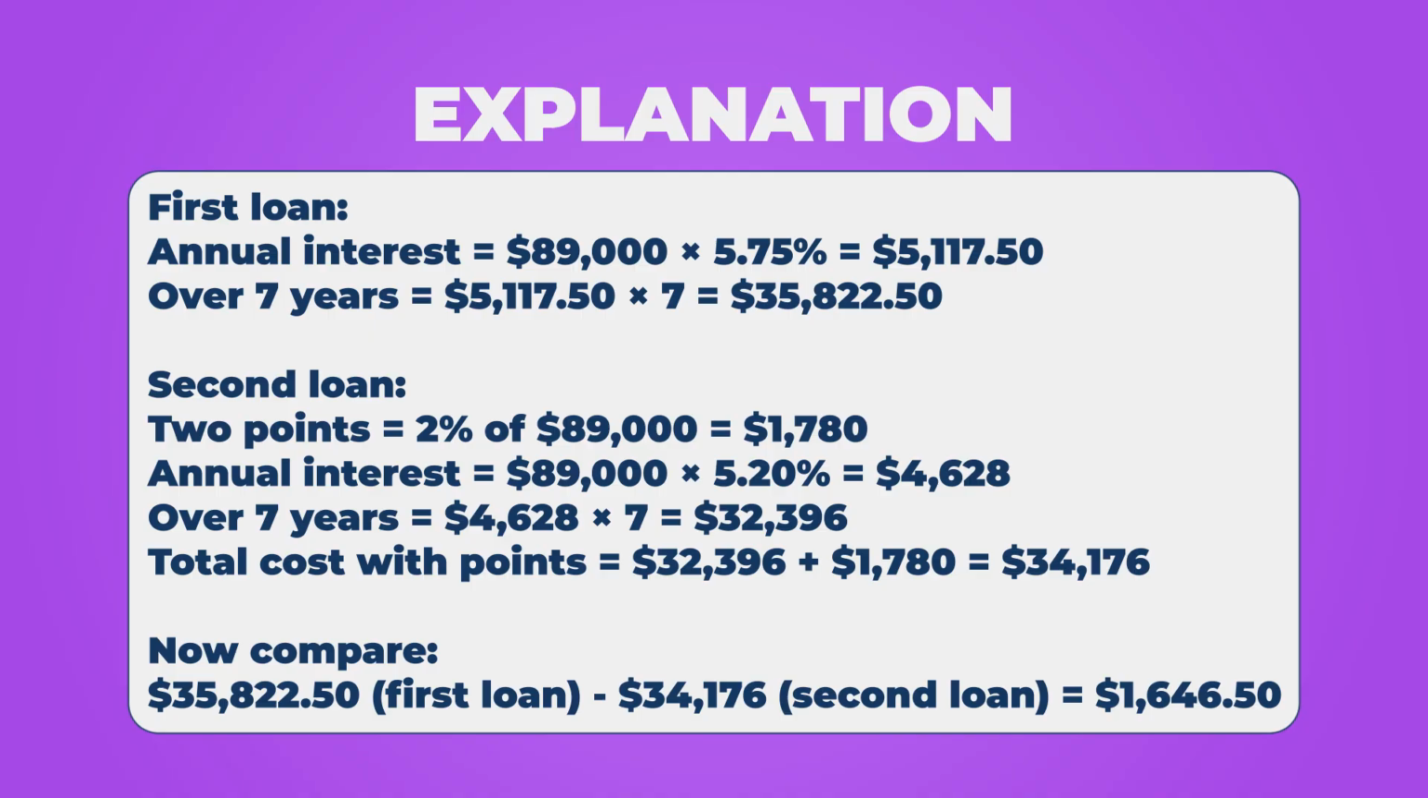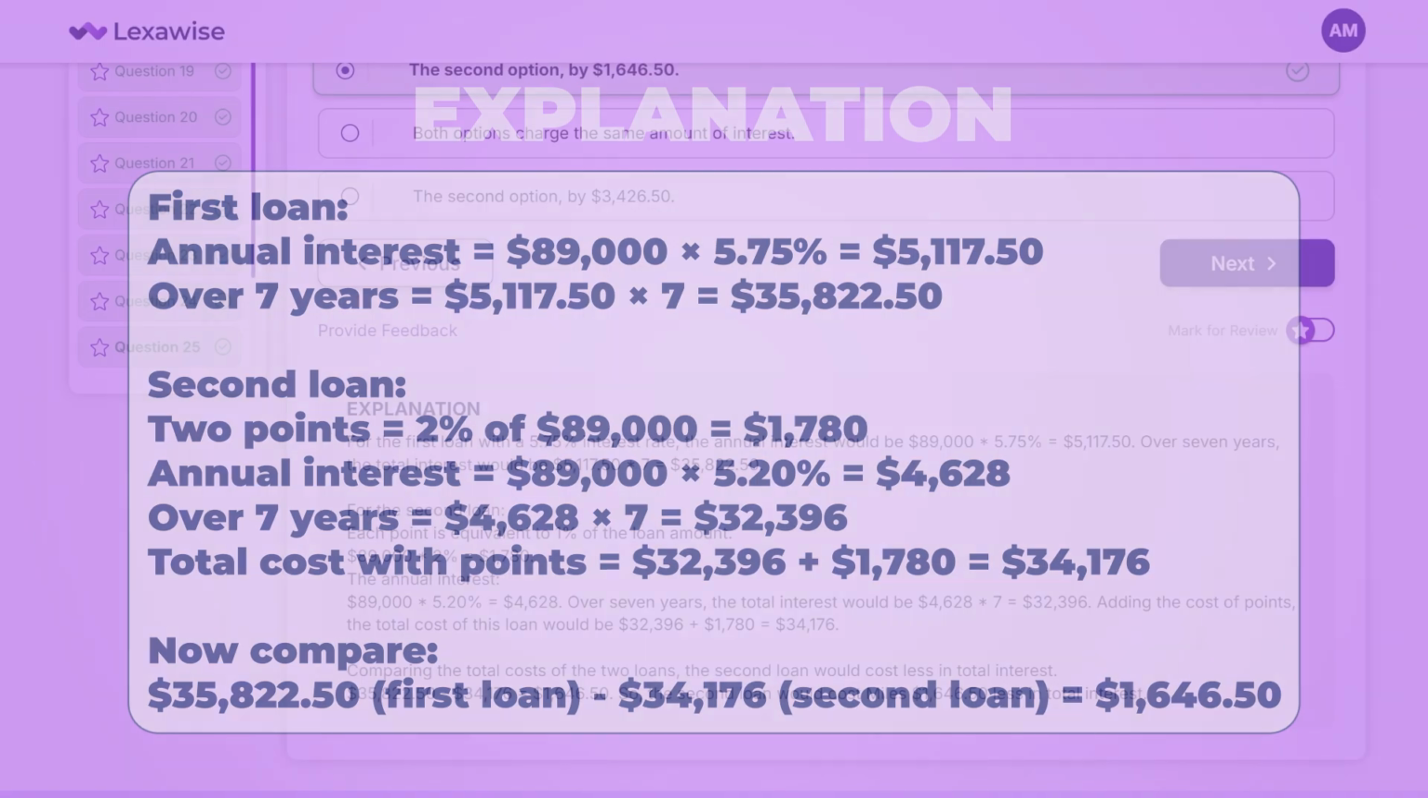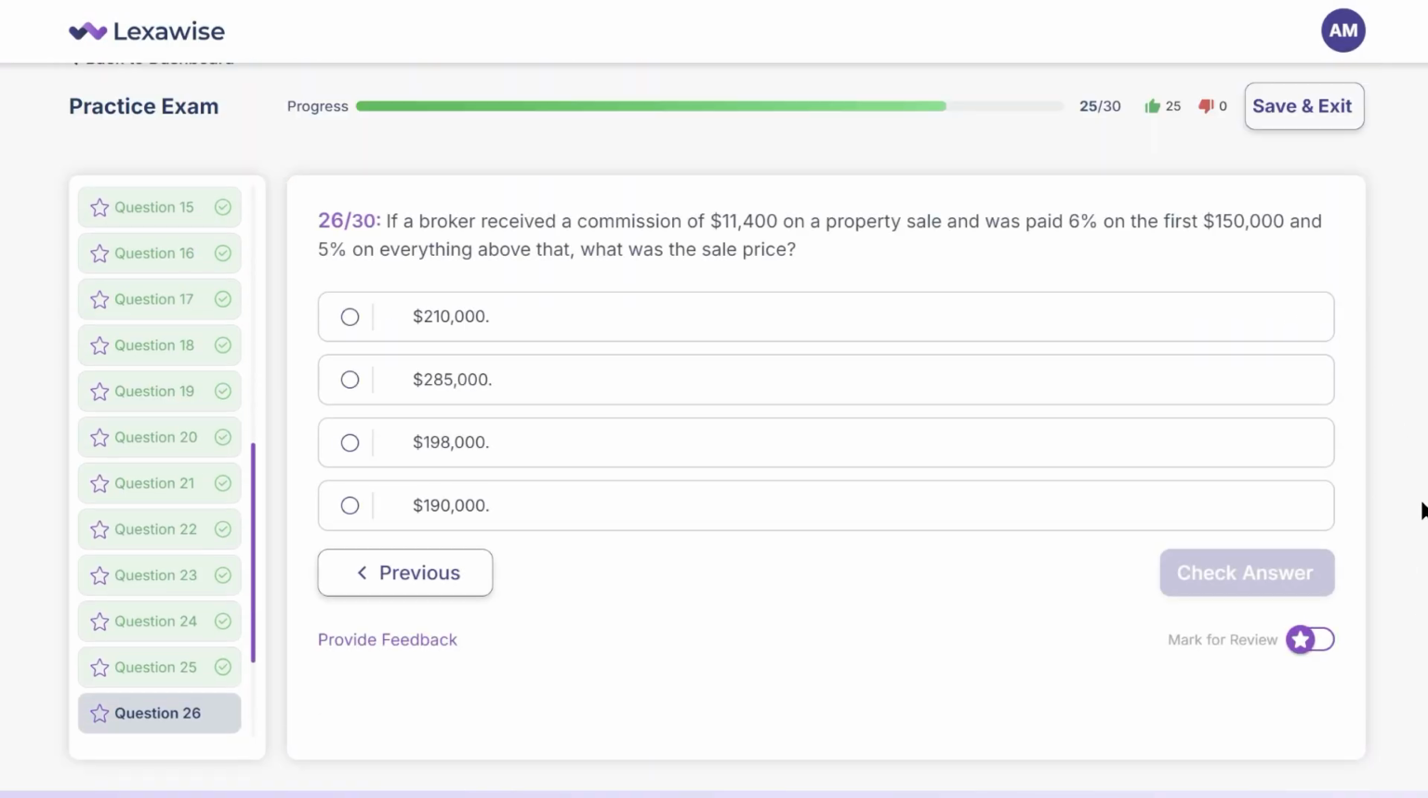Now compare. $35,822.50 first loan minus $34,176 second loan equals $1,646.50. So the second option saves the Miles $1,646.50 in total interest. Let's move on to the next one.